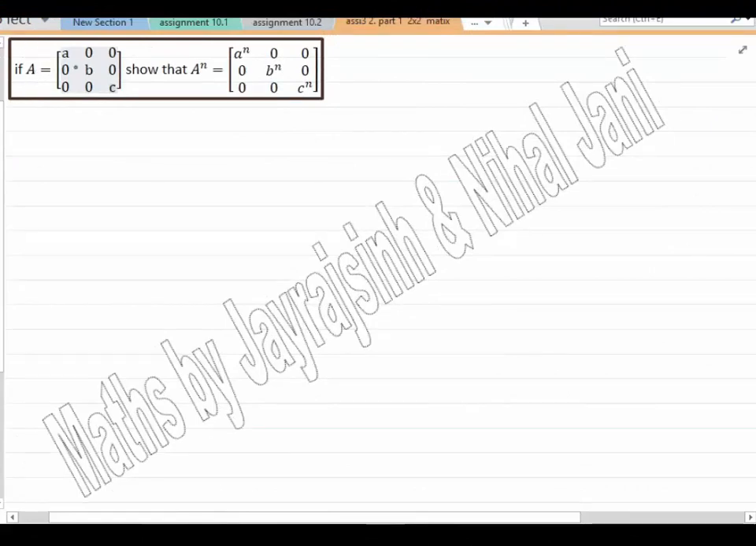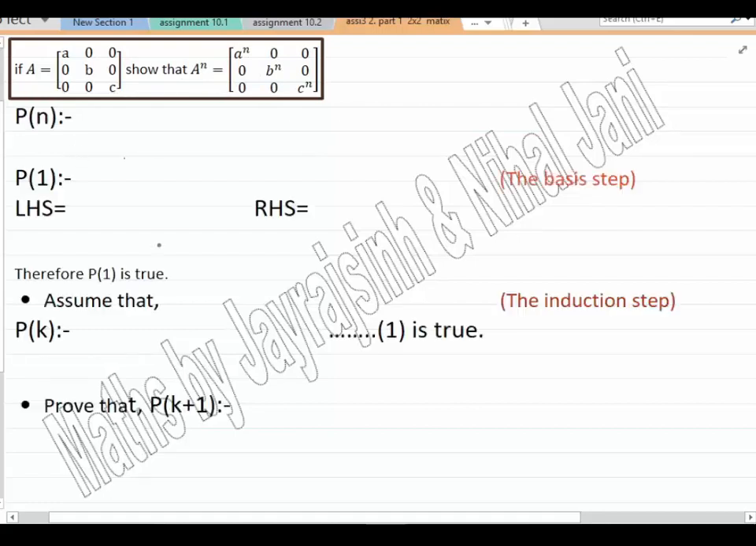If A is equal to the matrix A, 0, 0, 0, B, 0, 0, 0, C, then we have to prove that A raised to n is A raised to n, 0, 0, 0, B raised to n, 0, 0, 0, C raised to n. Actually, both are diagonal matrices, right? And A is a given term and we have to prove that A raised to n is this matrix. Let's use PMI, and for that let me get the predefined format first. So here it is, where P of n is A raised to n is equal to the diagonal matrix a raised to n, b raised to n and c raised to n.